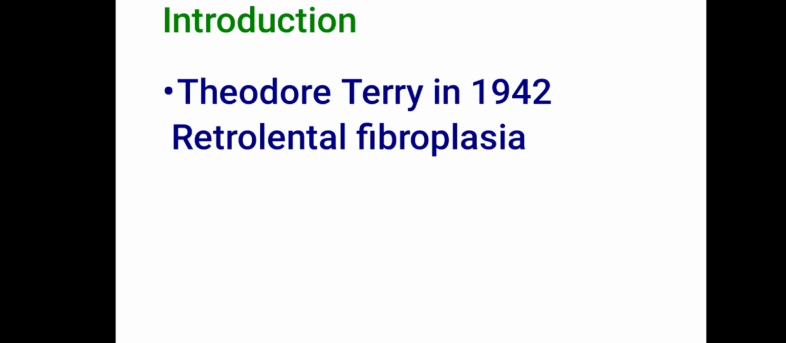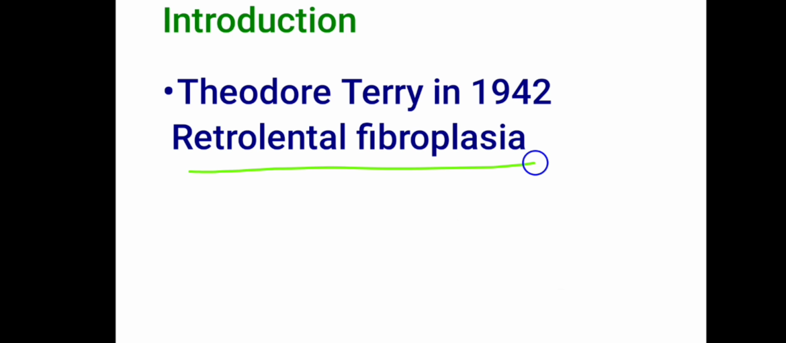So coming to the introduction of ROP, this condition was first described by Terry in 1942. He was both an ophthalmologist as well as a pathologist. He observed in a 6-month-old baby a greyish white vascular membrane behind each lens. That is, in both eyes he observed some greyish white membrane behind the lens. So he thought it could be retinoblastoma, and enucleation was done for one eye. After histopathological examination, they found that the retina was incorporated in fibrous tissue behind the lens. Hence, it is also called retrolental fibroplasia.